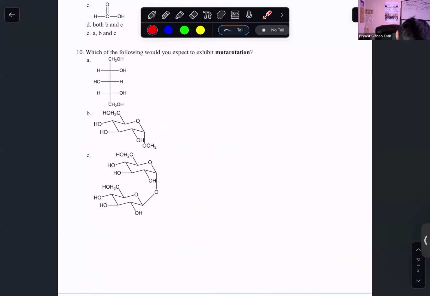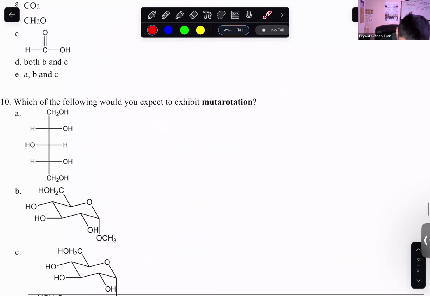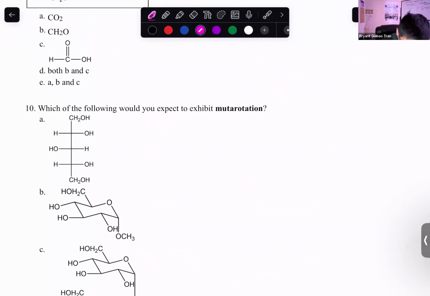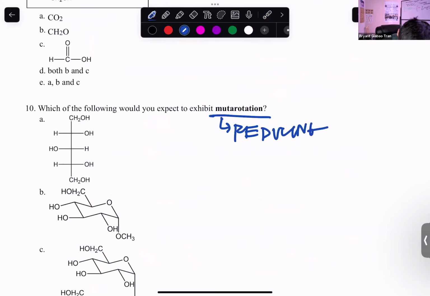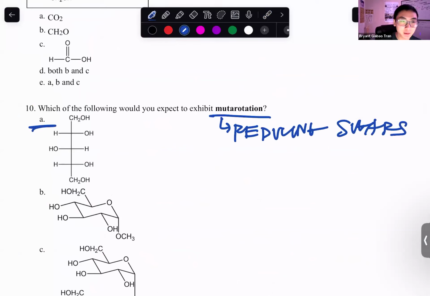Okay, which of the following would you expect to exhibit mutarotation? So we went over this in the last problem. Something that can do mutarotation are reducing sugars, right? So let's look at A. A is a linear sugar, right? And what do we have to look for in linear sugars to tell if it's a reducing sugar or not?